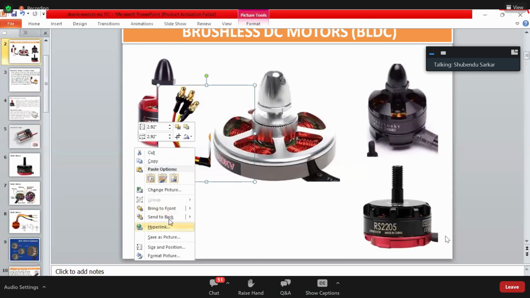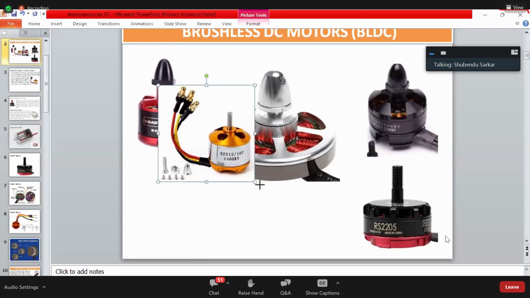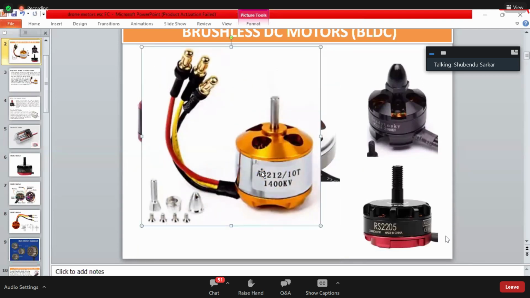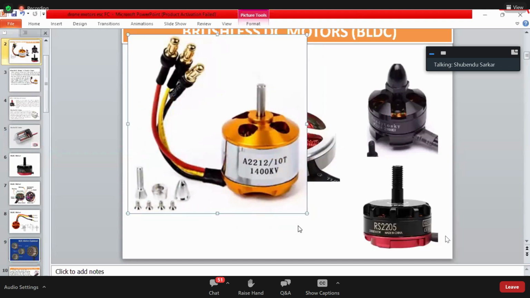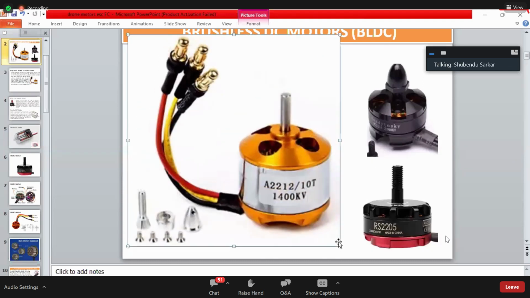That is the kV rating. What is the kV rating? Is it really about voltage? No, it's not about voltage. It's something else. Listen up.